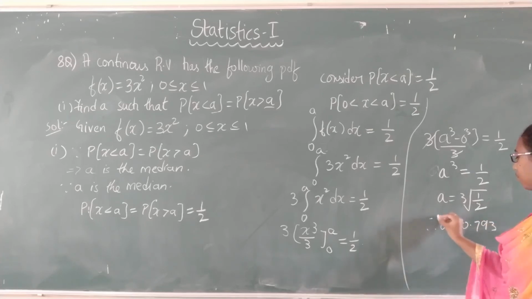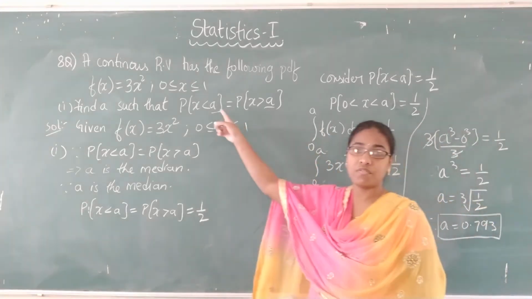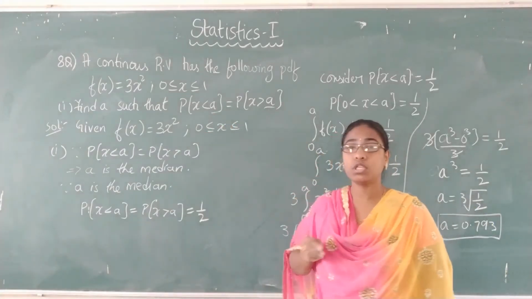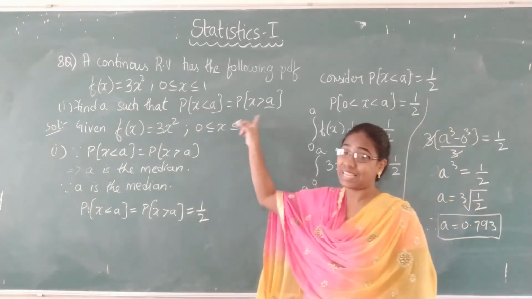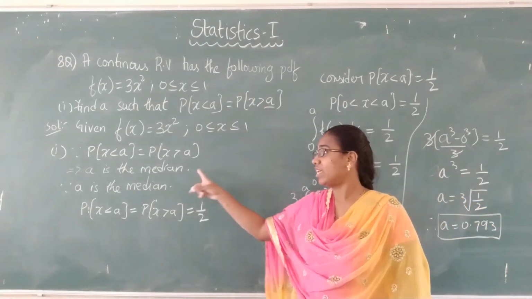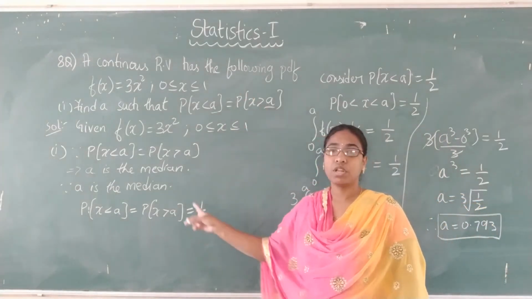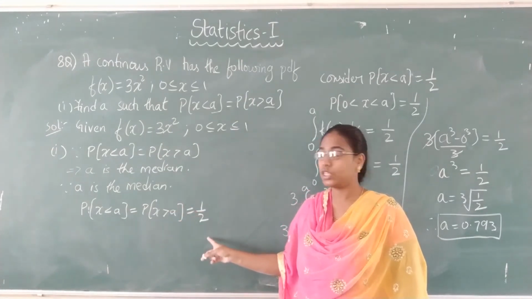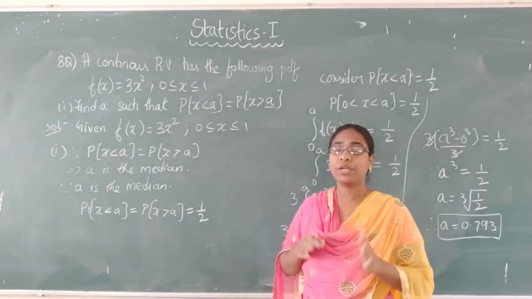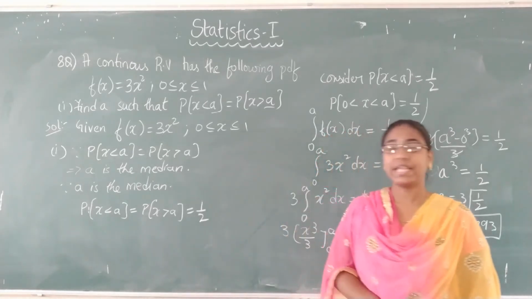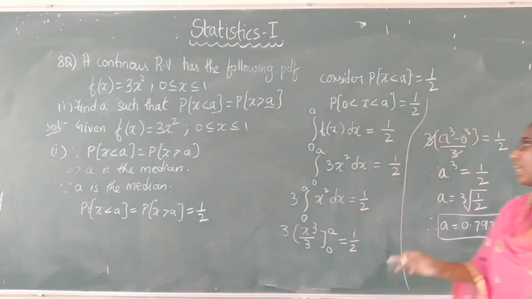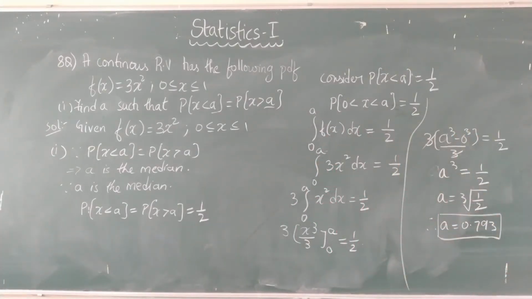So therefore a is equal to 0.793. Since the condition is given p of x less than a is exactly equal to p of x greater than a, this is possible only if a is the median. So if a is the median, what is the condition? From lower limit to median and median to upper limit, the probability will be exactly 1 by 2. So by considering any one condition, we can get the required a value.